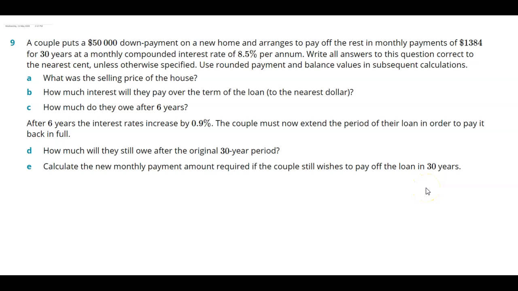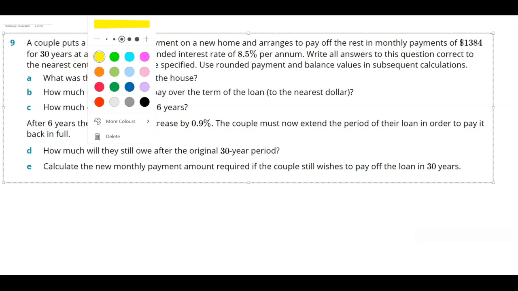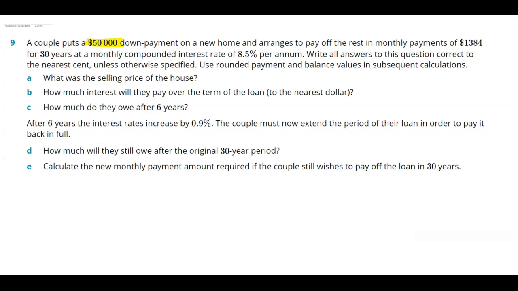Okay, so this question's got a couple putting a down payment of 50,000 onto a house, and arranges to pay off the rest. So we need to work out what the rest is in monthly payments of that for 30 years, monthly interest rate. Write all the answers to the nearest cent. Alright, so what was the selling price of the house?